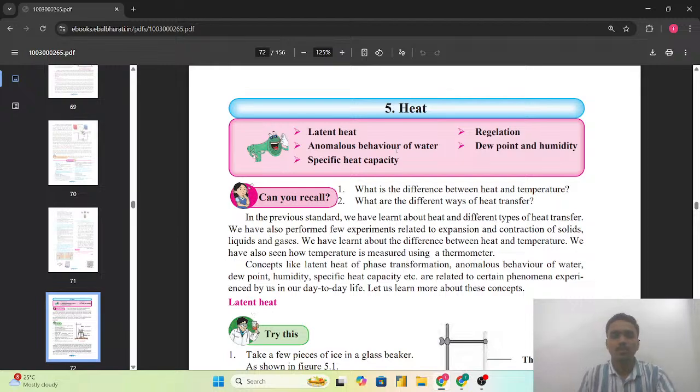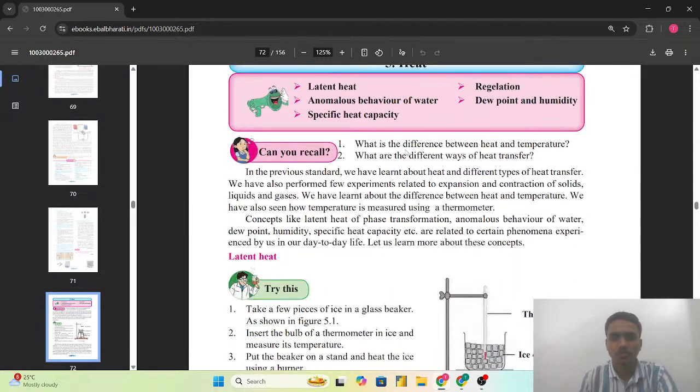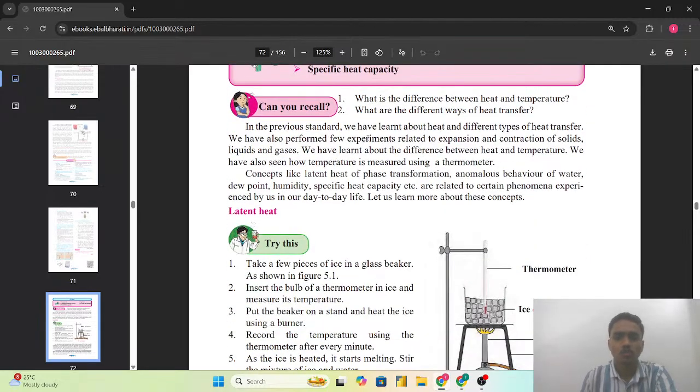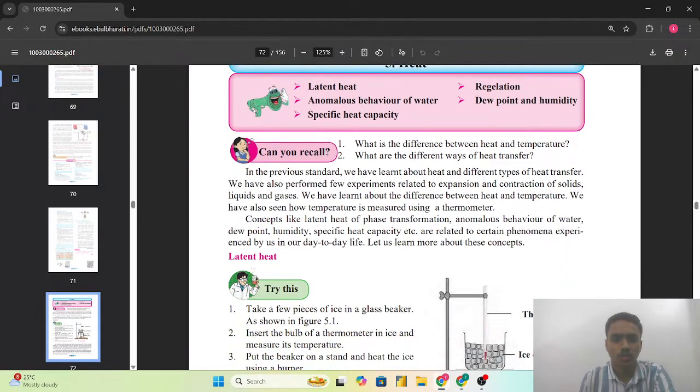Hello everyone. The next chapter which we are going to start is class 10 chapter 5, Heat. The topics which we are going to study in this chapter are latent heat, regulation, anomalous behavior of water, dew point and humidity, and specific heat capacity. As usual, we have a "Can you recall?" section at the start of this chapter.